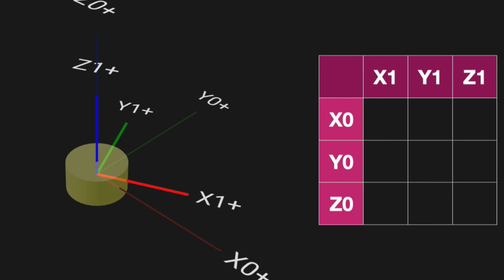Currently, you can see that we have the second frame, the one with the deeper colors, rotated to the left around the z-axis. What would happen if we wanted to describe this rotation of this second frame relative to the base frame?